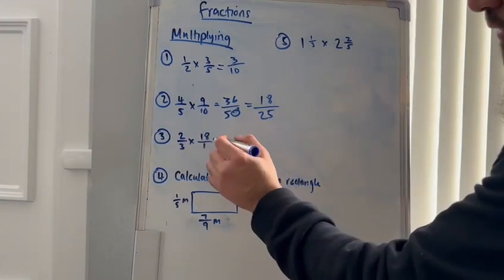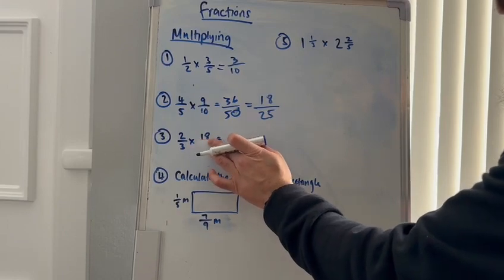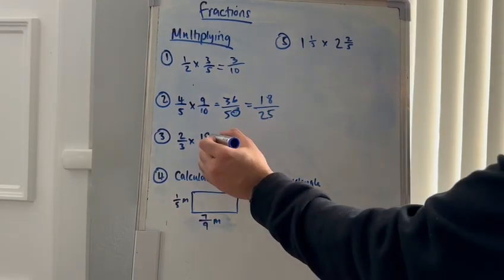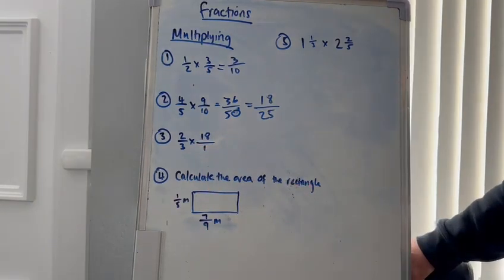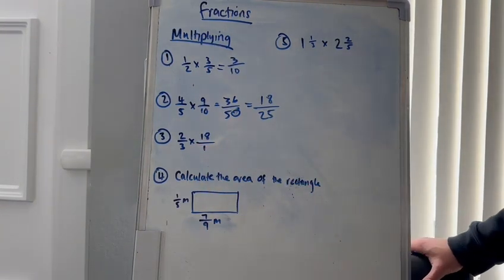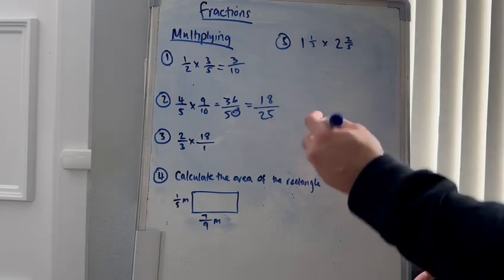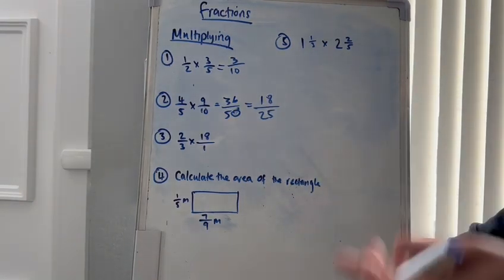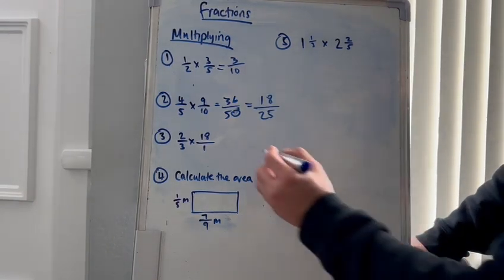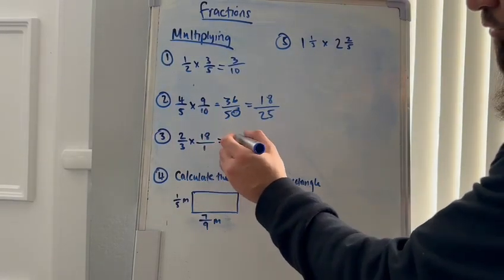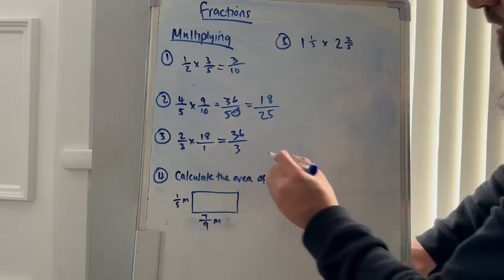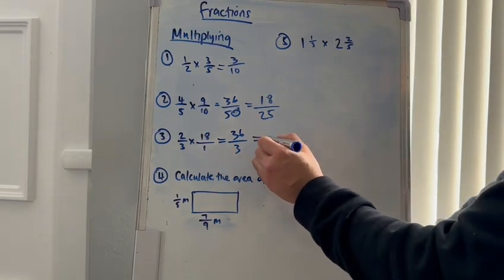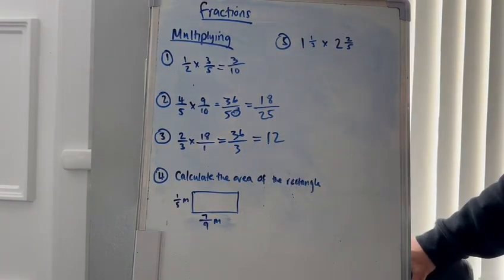And then when I've got a whole number times by a fraction, I can make it into a fraction by dividing it by 1, because 18 divided by 1 is 18 anyway. Any number divided by 1 becomes itself anyway. So 2 times 18 is 36, and 3 times 1 is 3. So this becomes 36 divided by 3, which equals 12.